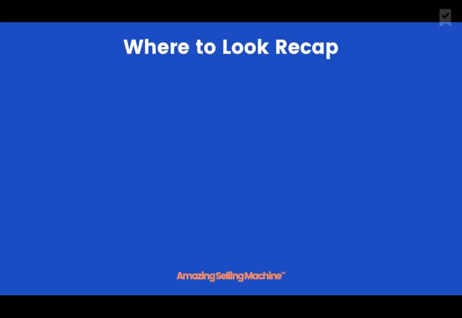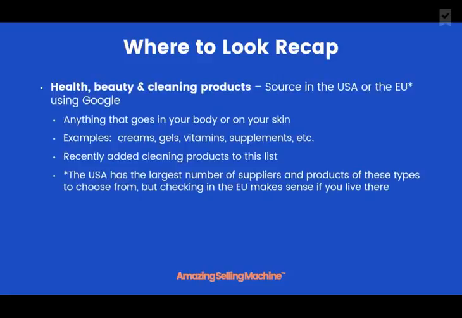Before we log into our browser and start looking for suppliers, let's do a quick recap of where to look based on the type of products we're trying to source. For health, beauty, and cleaning products, you primarily want to source in the United States, or you can look in the EU if you also live there, although you might not find that many options. And to do this, we'll use Google.